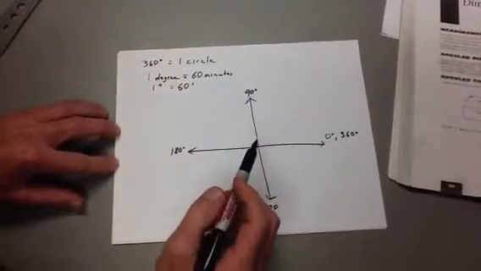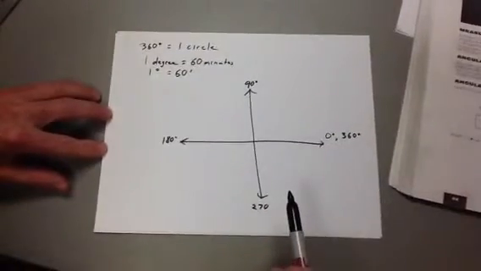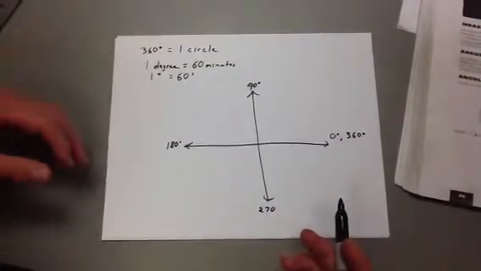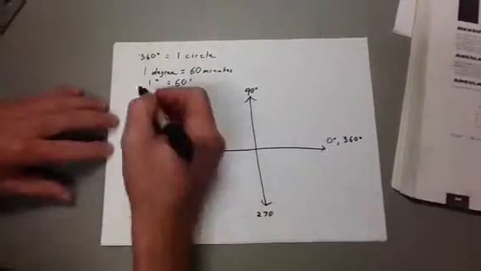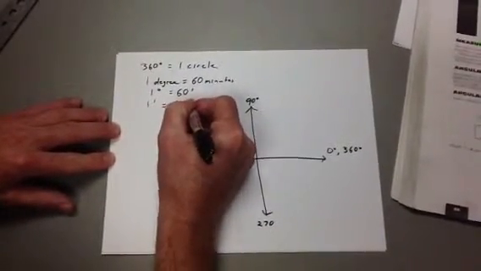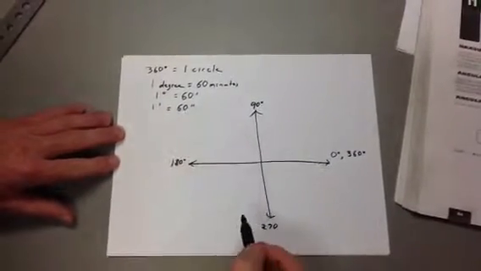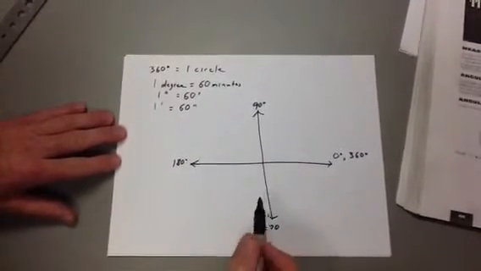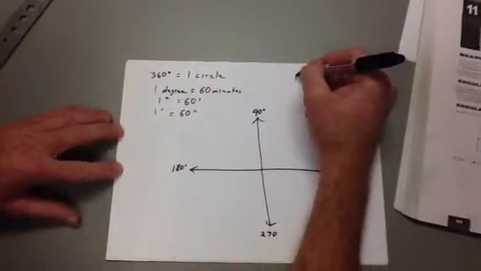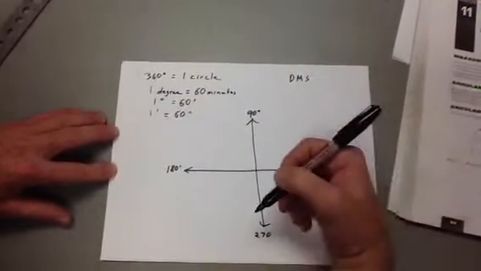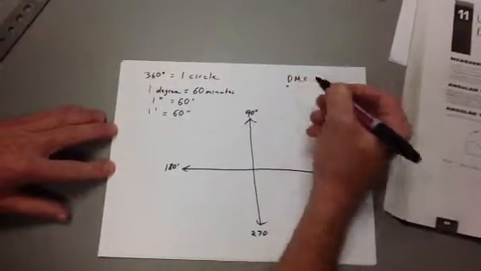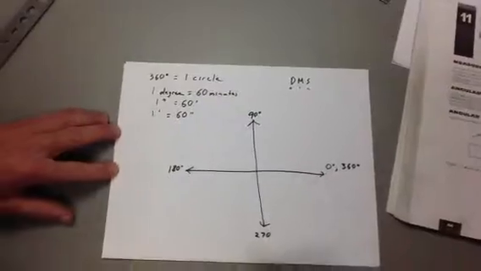Okay? Now, sometimes we want to split that up a little farther. We want to take minutes and split those up just like we do in time. We split minutes up into seconds. 1 minute equals 60 seconds. 2 little tick marks is seconds. So we have degrees, minutes, and seconds. Sometimes you'll see it on your calculator as DMS, degrees, minutes, seconds.